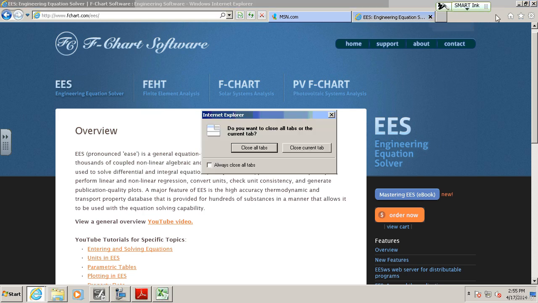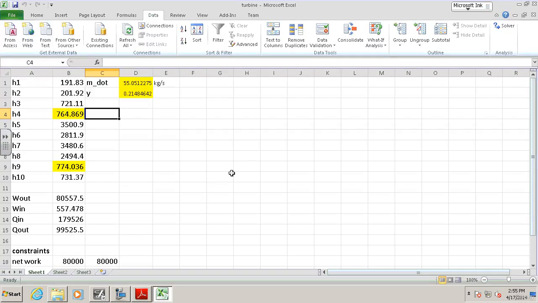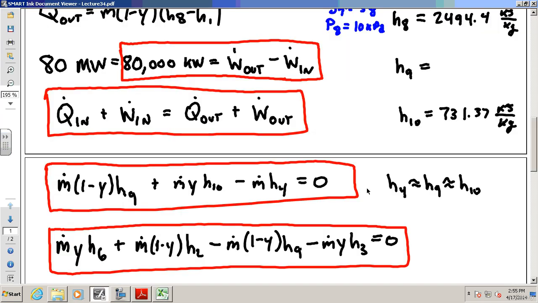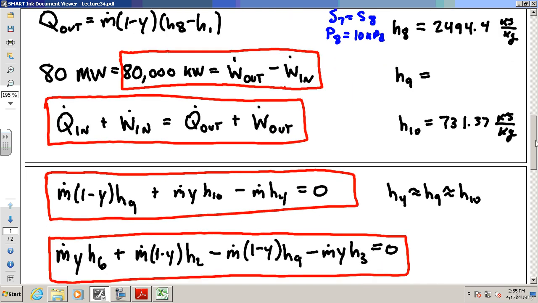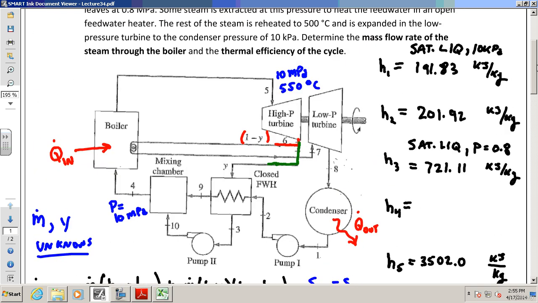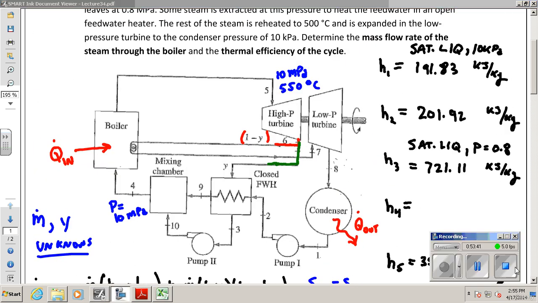Really nice system. Okay. So anyways, I wanted to show that to you and at least give you a technique. The key thing I want you to recognize is being able to write the first law of the whole system and also of the mixing chambers and things like that so we can analyze this.